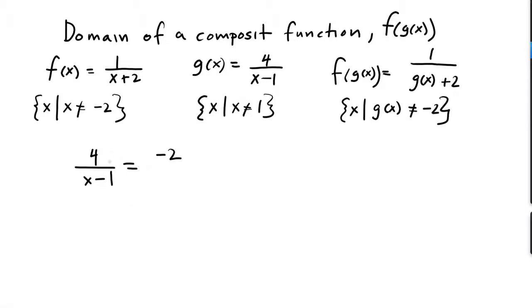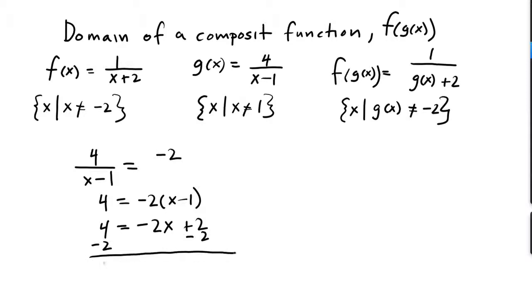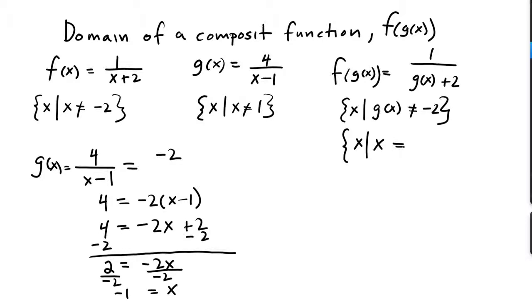Now this is just a proportion, so I can solve it easily by multiplying both sides by x minus 1. When I do that, I get 4 on that side, and negative 2 times x minus 1 on that side. So that's 4 equals negative 2x plus 2. I'm going to subtract 2 from both sides, so this is 2 equals negative 2x. Divide both sides by negative 2, and I get x equals negative 1. So g of x equals negative 2 where x equals negative 1. That makes the domain of my composite function the set of all x such that x is not equal to negative 1.